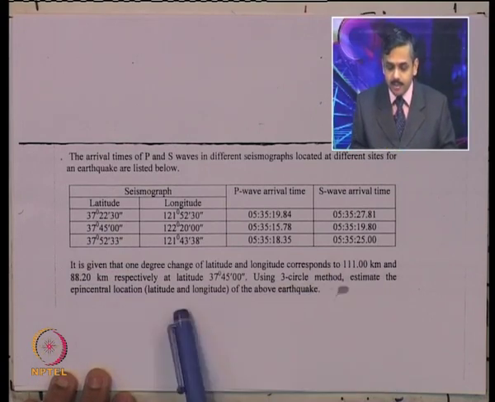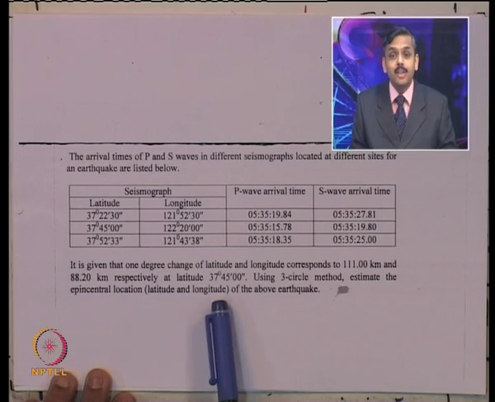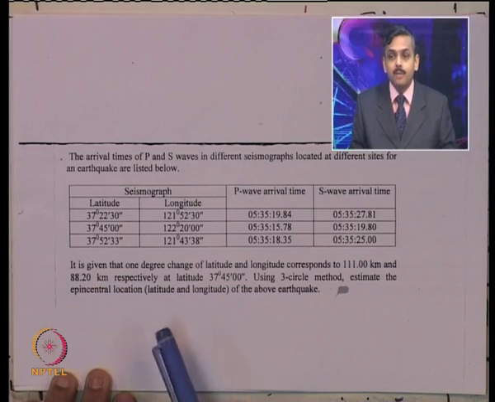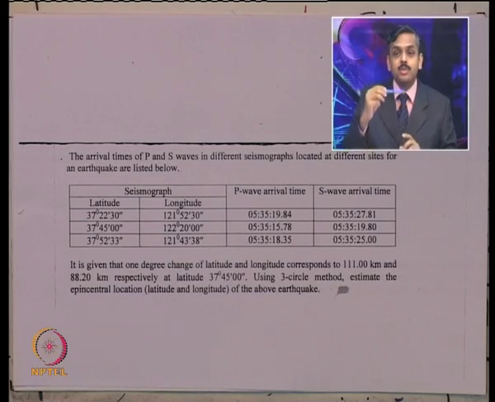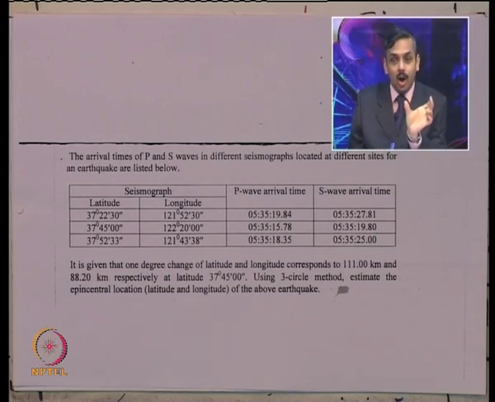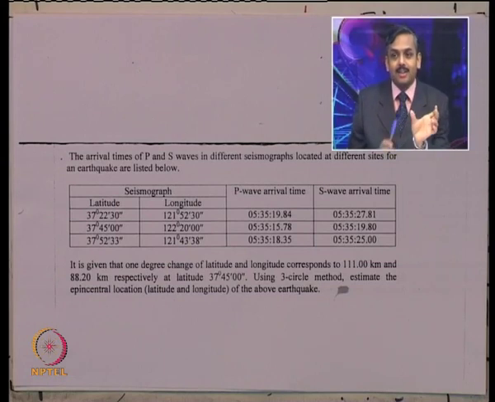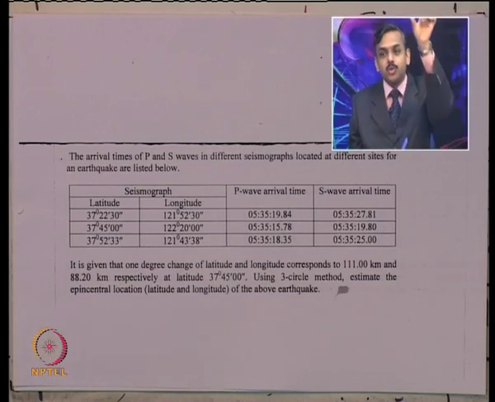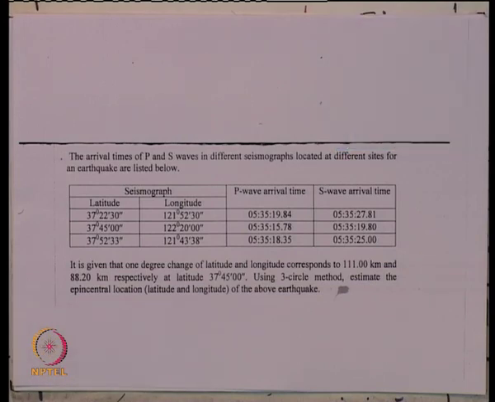Why is this information necessary? Because we need to plot the distances on a graph sheet or on a sheet of paper. So we have to find out the distance. And as you know, as the latitudes are changing, the distance between two longitudes is different. Like the distance between adjacent longitudes at the central location of Earth or close to the pole will be different.